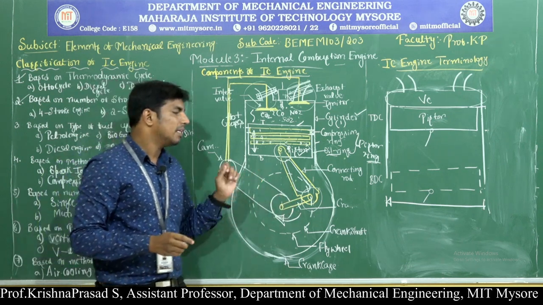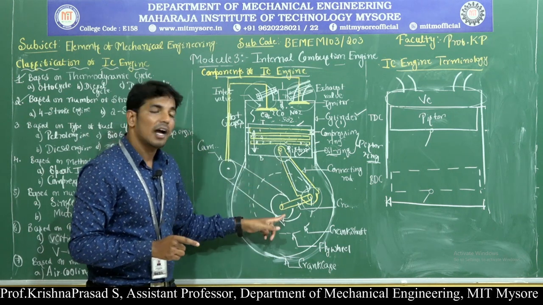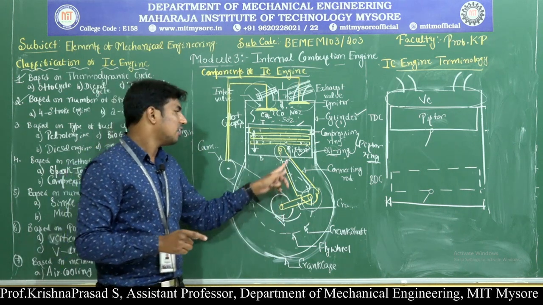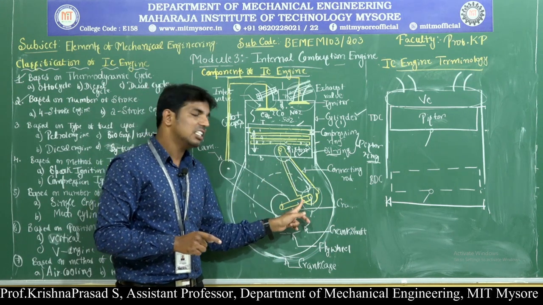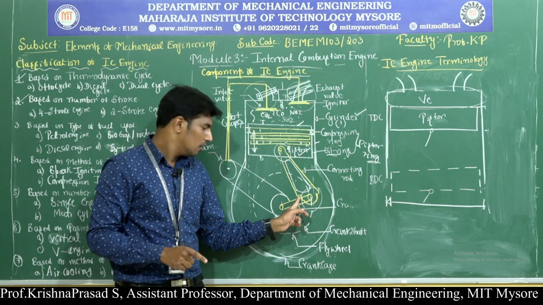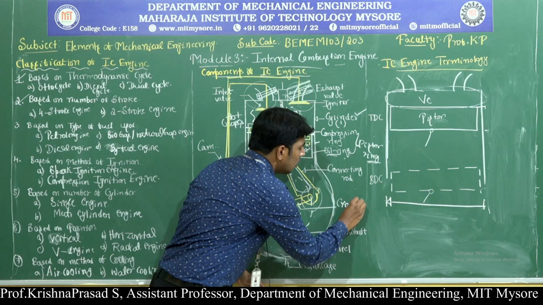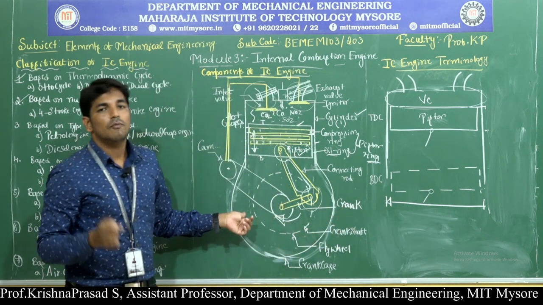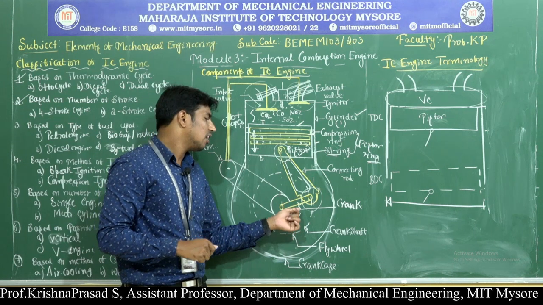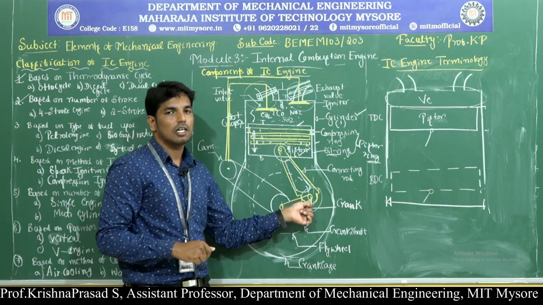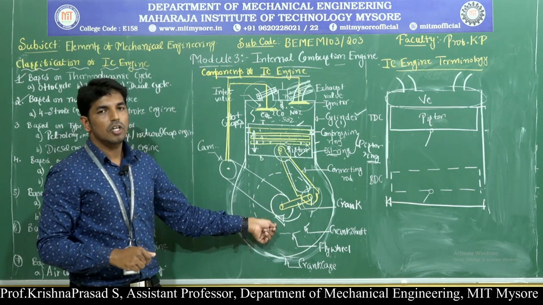I repeat, what is meant by the connecting rod? The connecting rod forms a link between the piston and the crankshaft. The smaller end of the connecting rod is connected to the piston through the piston pin, and the larger end of the connecting rod is connected to the crankshaft through the crank. Next, the fifth one is called the crank. The crank forms a link between the connecting rod and the crankshaft. That means the crank is connected at one end to the connecting rod and at the other end to the crankshaft.